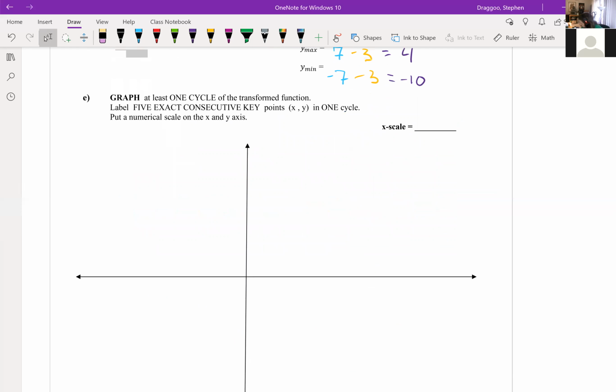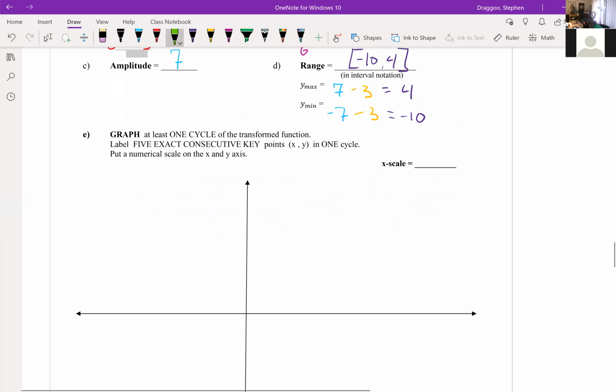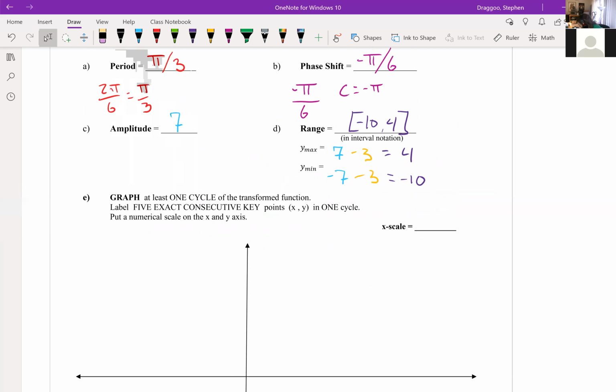All right, lastly, we wanted the x scale. So our period is pi over 3, so we want pi over 3 over 4, which is pi over 12. And we'll use all of this information to plot ourselves a function.